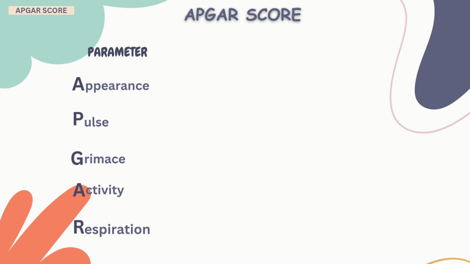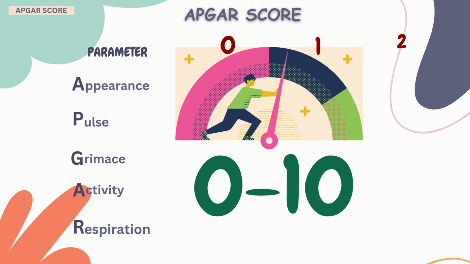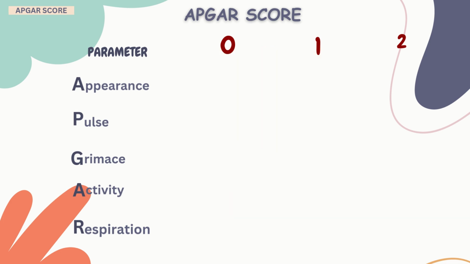Each parameter is weighed evenly and assigned score 0, 1 or 2 depending on the observed condition. The parameters are then added to give the total score. The resulting APGAR score ranges between 0 to 10. Let's discuss each category one by one.